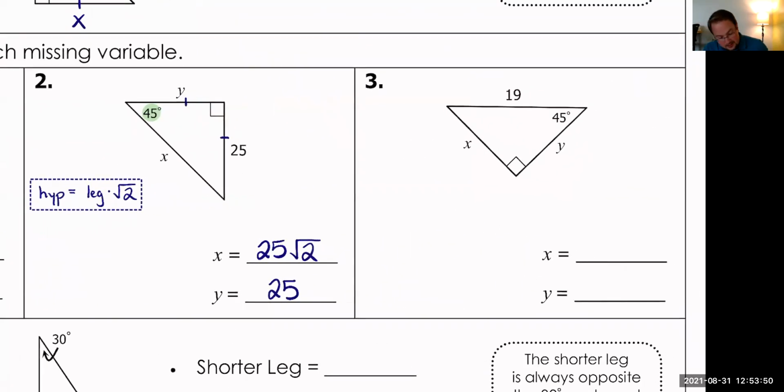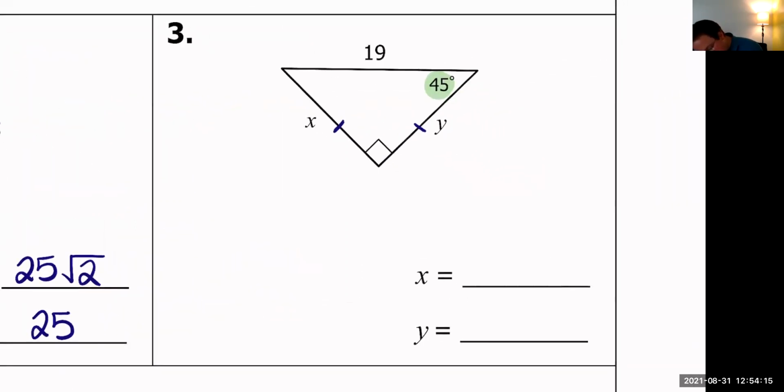Number 3, this one's mean. This one's real mean because you'll notice it is another 45, 45, 90 triangle, but it only gives the hypotenuse. Good news is, once we figure out x, we'll also know y. The hard part is figuring out either of those. So what I'm going to do for this one, I'm going to write that relationship here real quick. Hypotenuse equals the leg times the square root of 2.